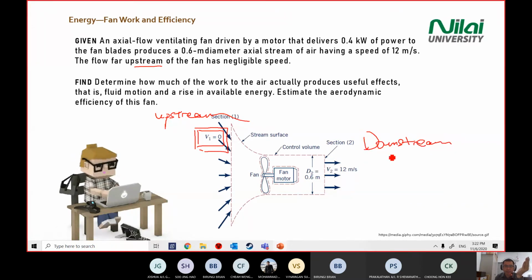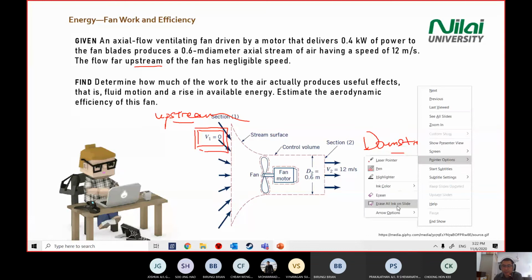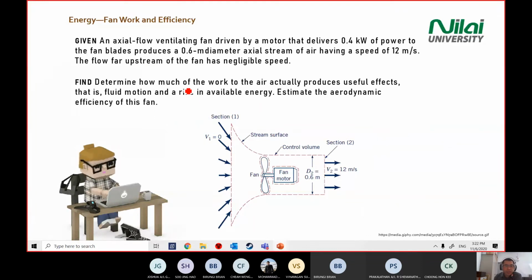Apologies for my writing because I'm using a mouse to write. Just to let you know, when you see upstream and downstream, it means they are referring to different areas, different zones. Now we want to determine how much work the air has done.